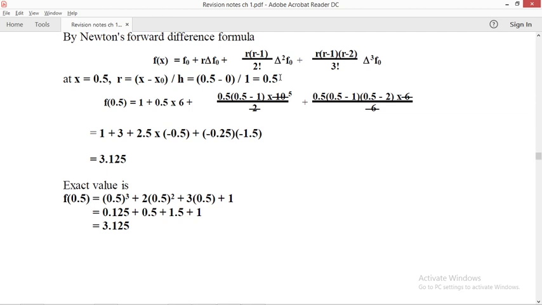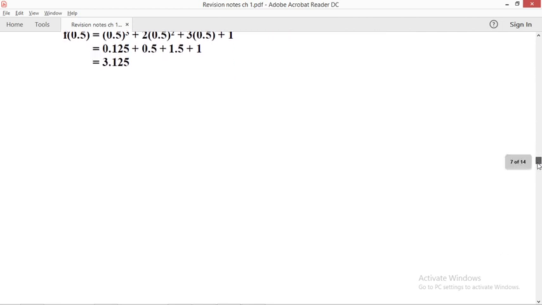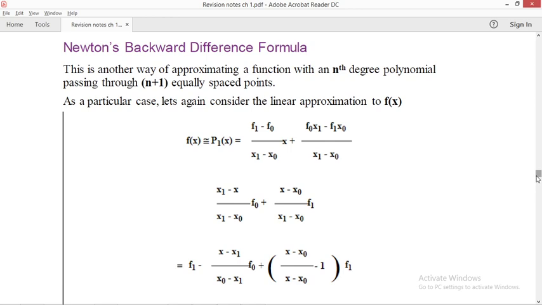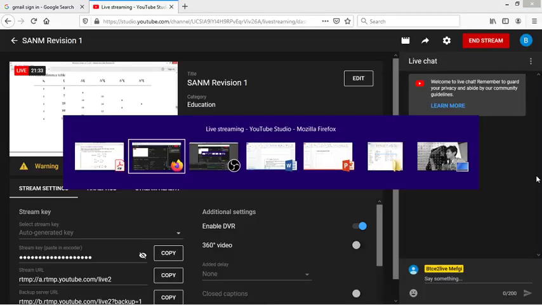So with r being 0.5, we put it in this formula and calculate the value of f of 0.5 being 3.125. Similarly, we can also calculate f of 1.5. Before moving further, let's see if you have any doubts.